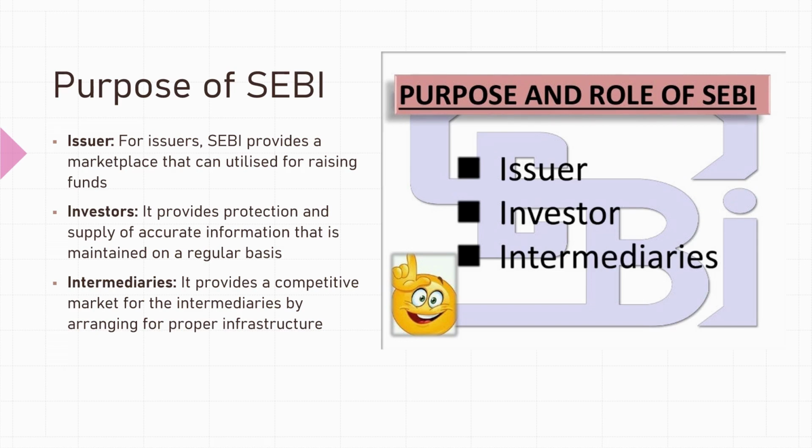Third one is your intermediaries. These are the bodies, the organizations which provide the linkage between the investor and the issuer. For example, I have opened an account with Zerodha, and with that account I'm able to buy the shares of Reliance. Once I'm able to buy the share of Reliance with the help of Zerodha, Zerodha would be my intermediary.